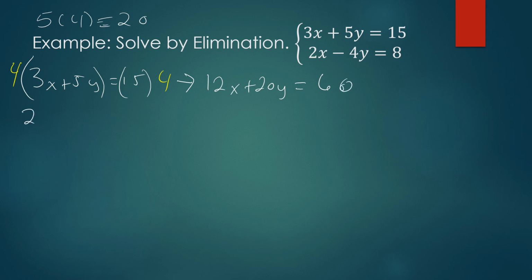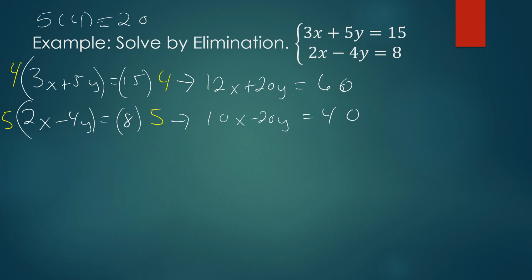For the second equation, I'm going to multiply this equation by 5. Why 5? Because I want to be able to make the coefficient of my y negative 20. And why do I want it to be negative 20? It's because the coefficient of my previous one, I changed to 20. So this will give me 10x minus 20y equals 40.